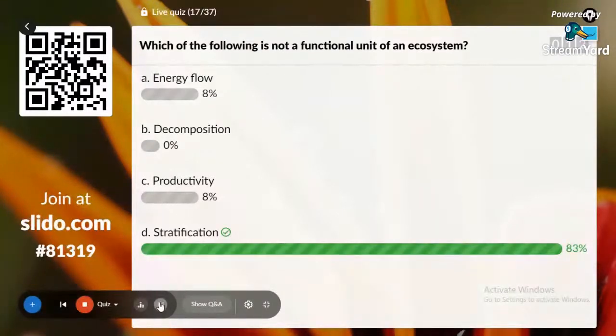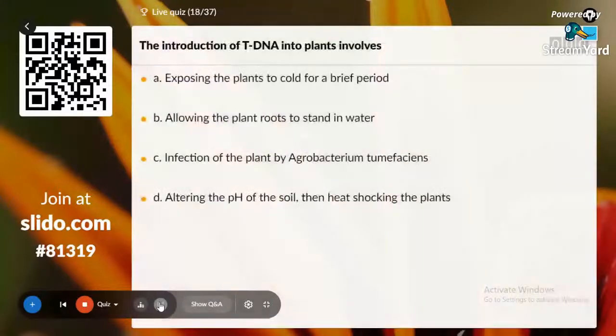18th question on the screen. Yes, good question from the chapter Applications of Biotechnology. Most of you find this chapter difficult, Applications of Biotechnology. When we take the marathon for this session, you will make it clear.